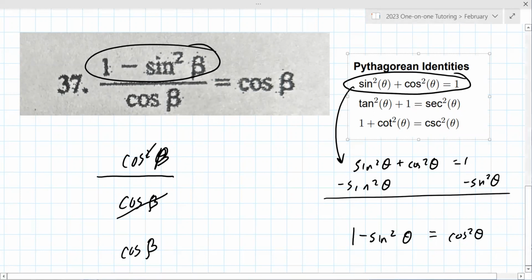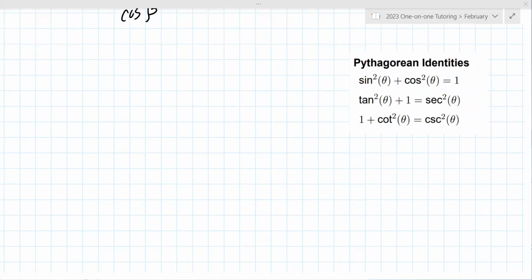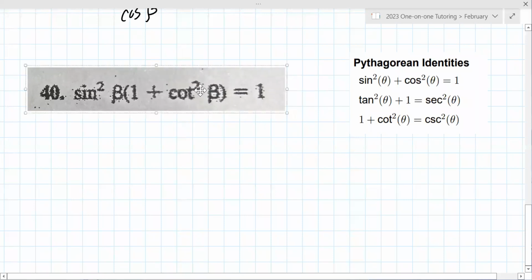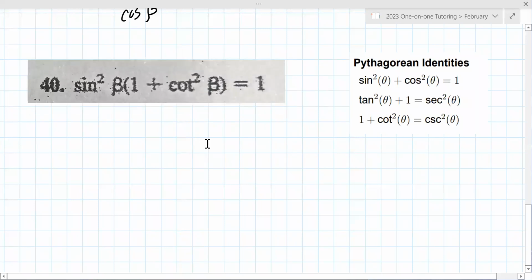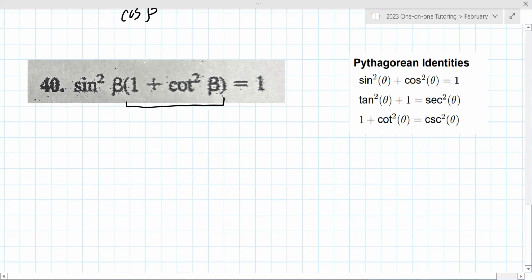Things like that. So let's look at 40 here. Let me snip that in. Okay. Do you see a Pythagorean identity that could be useful in this problem? 1 plus cotangent squared theta equals cosecant squared theta. Yeah, this 1 plus cotangent squared becomes cosecant squared beta. You got to use the right letter. Okay.